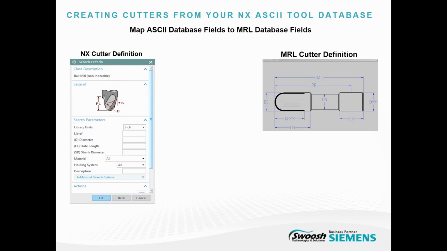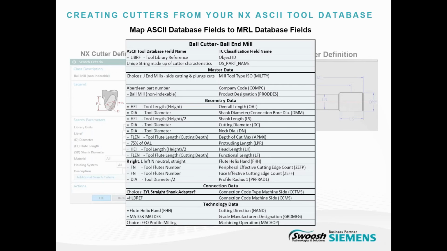So now we're getting a little bit into the nuts and bolts in terms of the task of converting your ASCII database into MRL. You've seen this cutter definition on the left here that correlates to the ASCII toolbase database, and on the right, that's how you would define a ball nose end mill within MRL. What we've done is develop a mapping system, if you will, that takes that information on the left, meaning the ASCII database, and puts it inside of MRL, as well as creating the geometry associated with it.